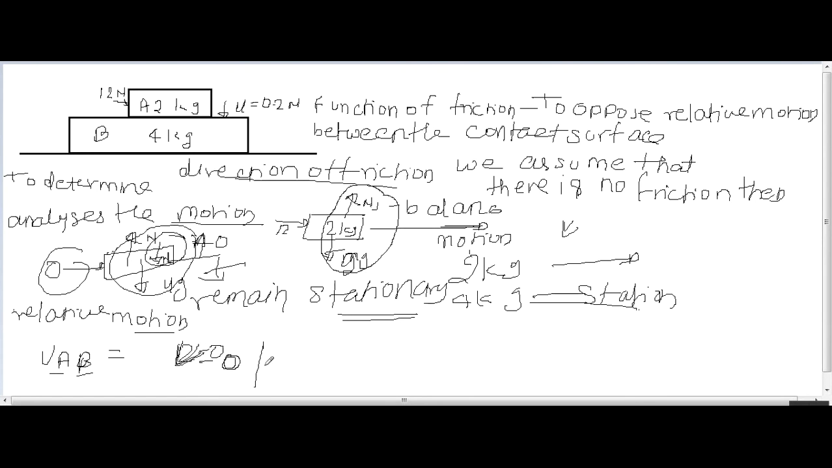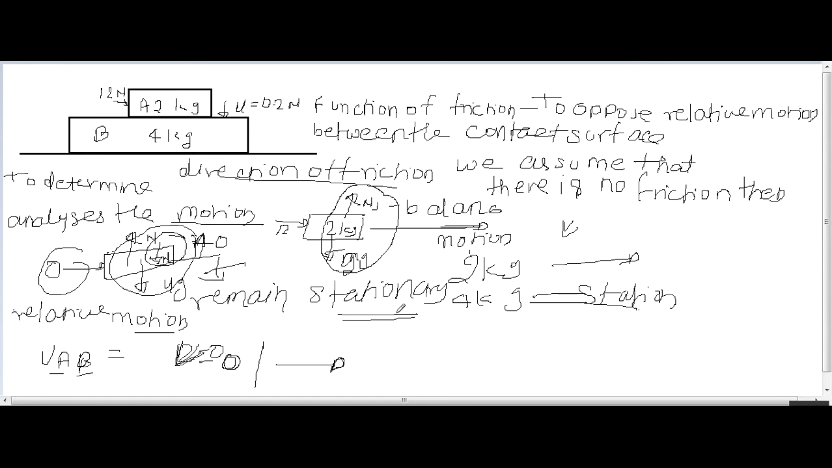So the direction of relative velocity of A with respect to B will be this. Okay, this will be the direction. So what is the function of friction? The function of friction is to oppose relative motion. So what should be the direction of friction force on A by B?